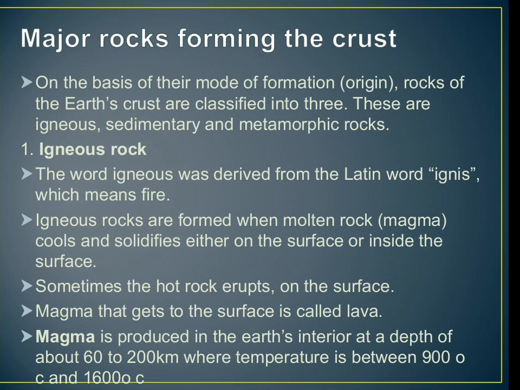So how is magma produced? Magma is produced in the earth's interior, at a depth of 60 up to 200 km, where the temperature is between 900 degrees Celsius and 1000 degrees Celsius. Magma can form there.